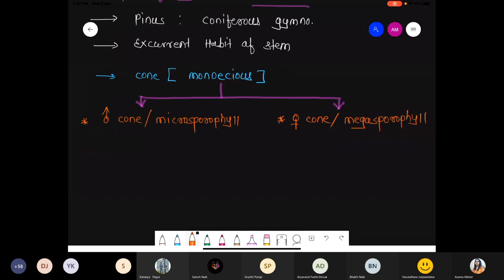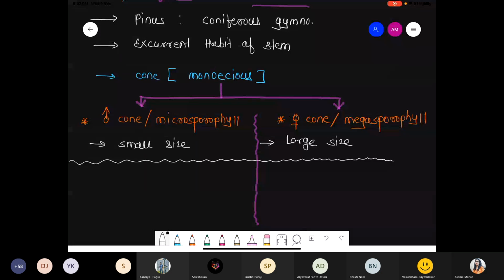So quickly we are talking about a few differences between the male cone and the female cone. We are not looking at many, just 2 to 3 differences, that's it, which is important. First of all, the male cone. First point, they are small in size, and when you compare this with the female cone, the female cones are large in size. So first point, with respect to size, male is small and female is large.